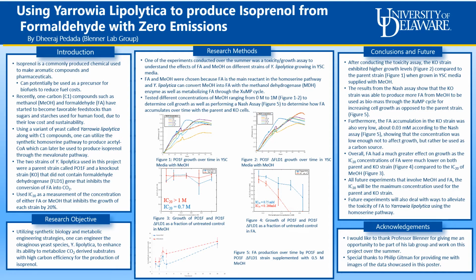So for those who don't know, isoprenol is a commonly produced chemical used to make aromatic compounds and pharmaceuticals, and it can also be used as a precursor for biofuels.